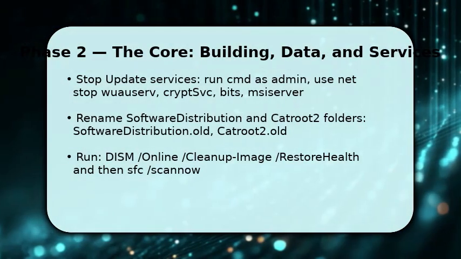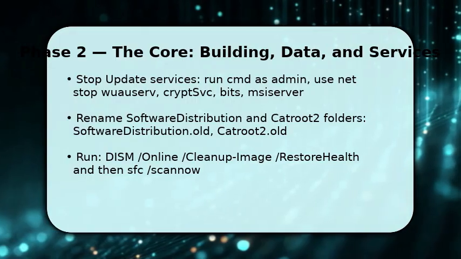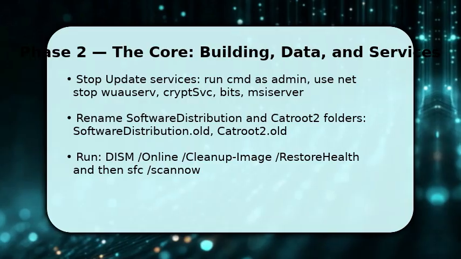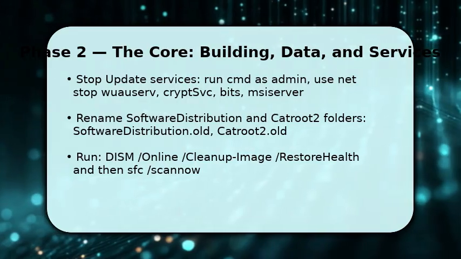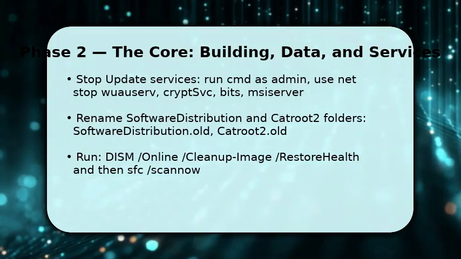Now you stop the update services so files can be replaced safely. Open an elevated command prompt and run the net stop commands. Next, rename SoftwareDistribution and catroot2 so Windows recreates clean caches. This removes corrupted download remnants.